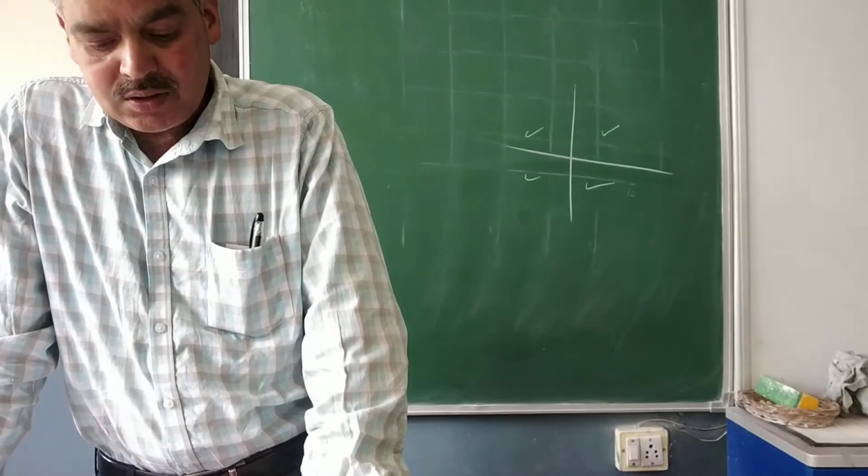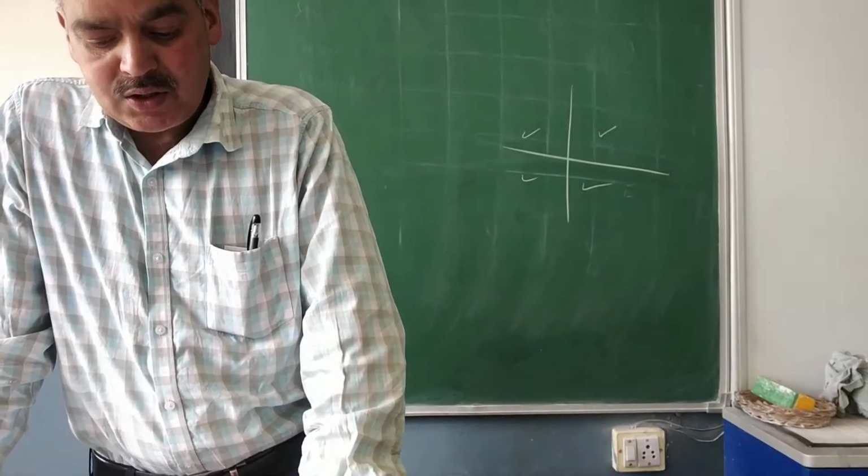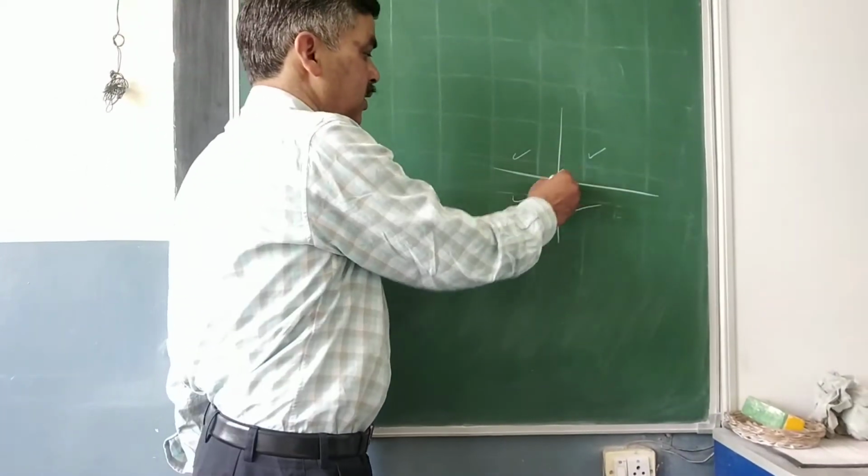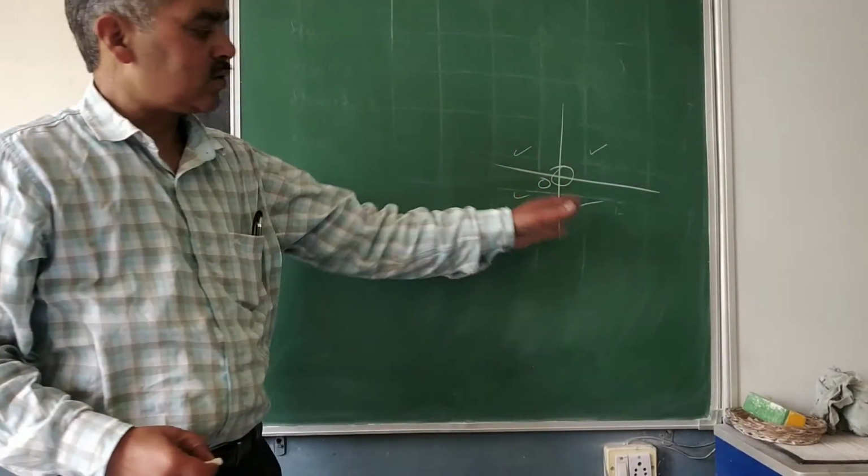And the third part is to write the name of the point where these two lines intersect, and this point is the O point, which is called the origin.